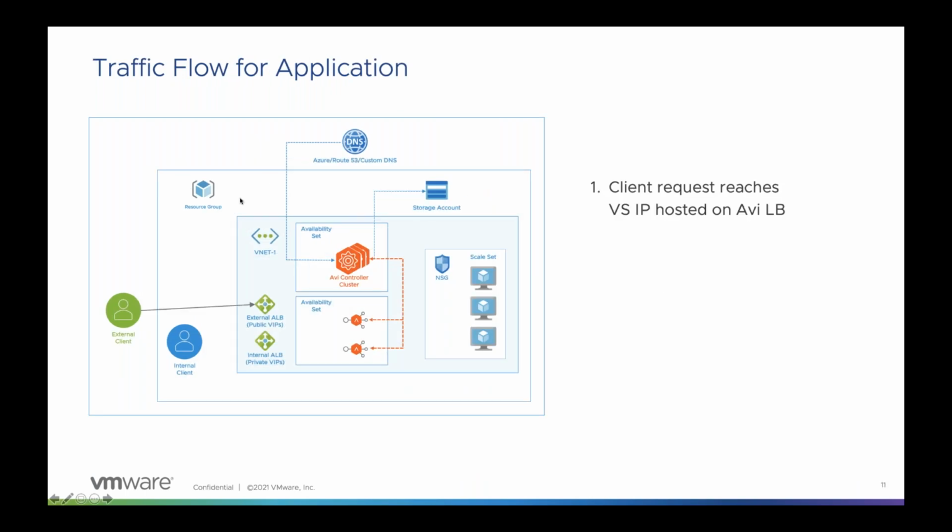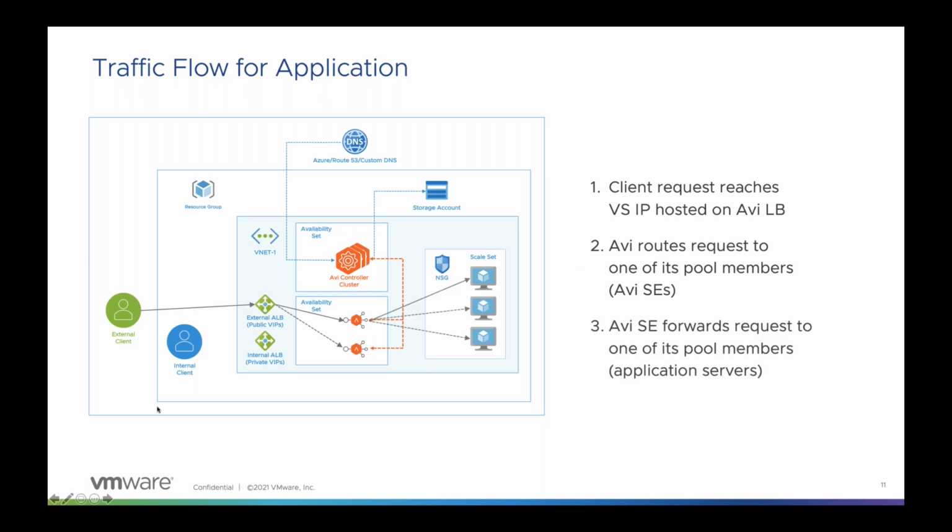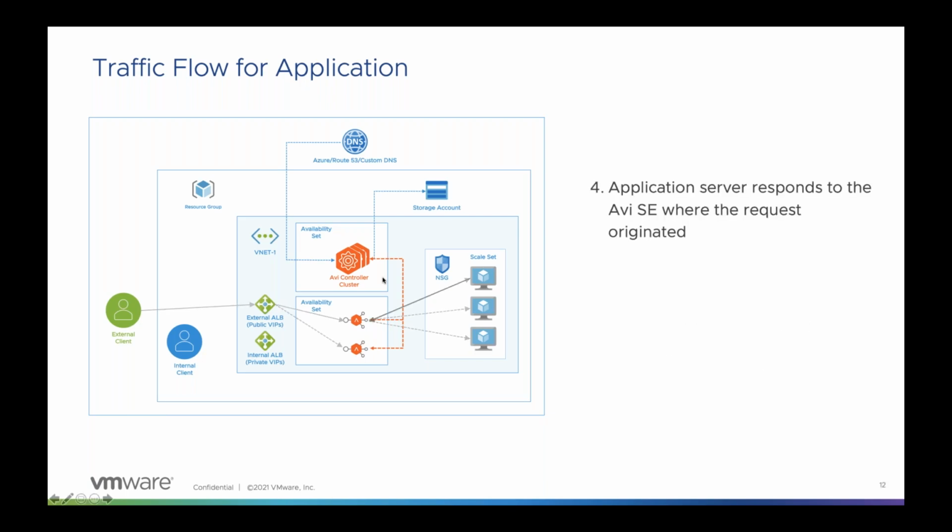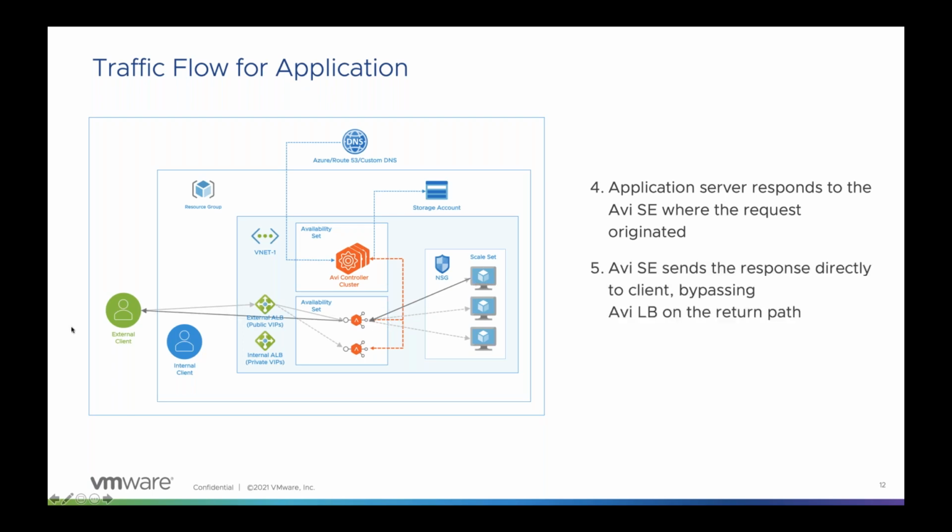So coming to the traffic flow, just go through this very briefly. Typically, the customer comes in from the external side, or could be an internal client. It reaches the web, which is hosted over here, and then the Avi service engine routes it to one of the pool members, which is the application servers. On the return traffic, once the application server responds to the service engine, the traffic goes back to the external client.